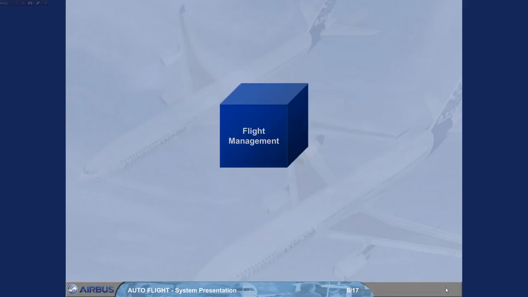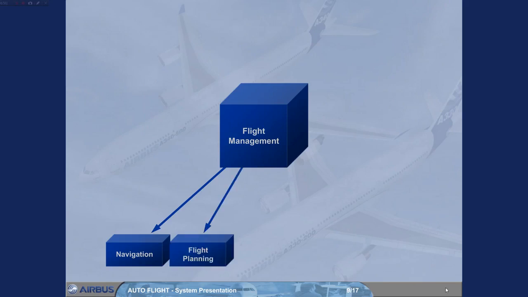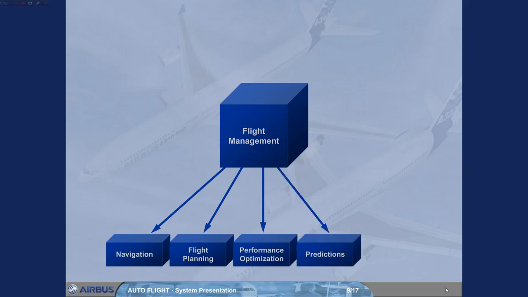The flight management part of the FMGS controls the following functions: navigation, the position of the aircraft and the estimated accuracy of this position; flight planning, the flight plan computation; performance optimization, costs, speeds, and altitude optimization; predictions, the accurate estimates for waypoints, altitudes, speeds, fuel, destinations, and alternates; and finally, display management, the control of information to the EFIS system to display auto flight modes and navigation information.